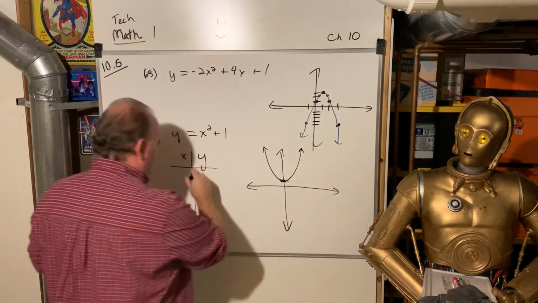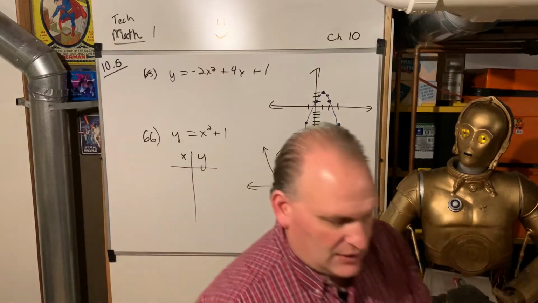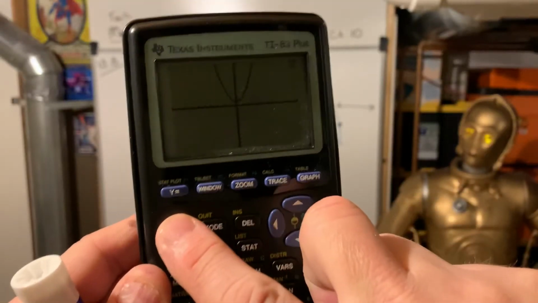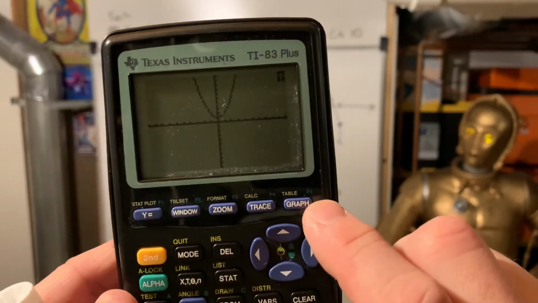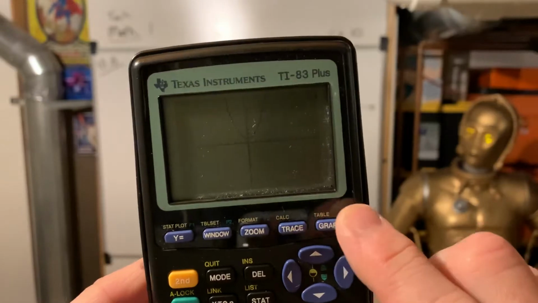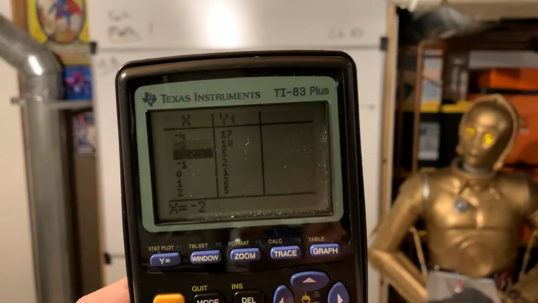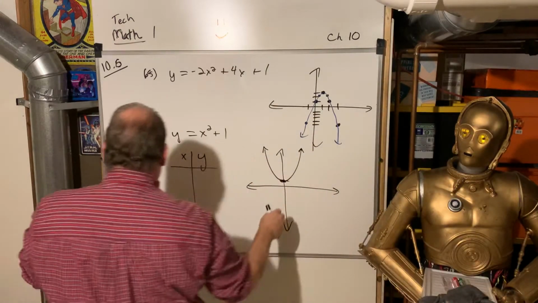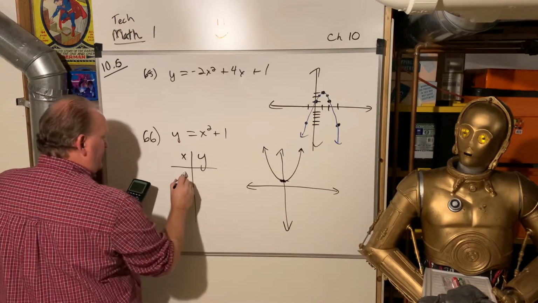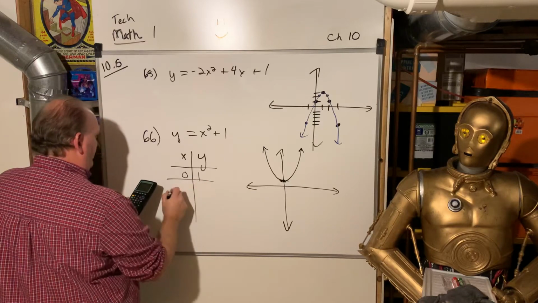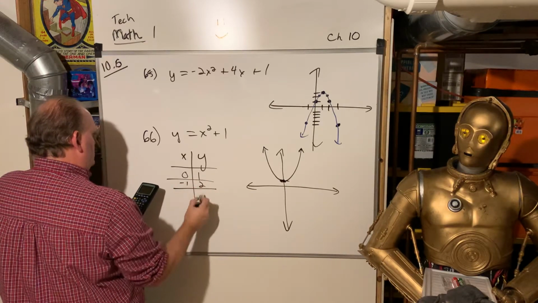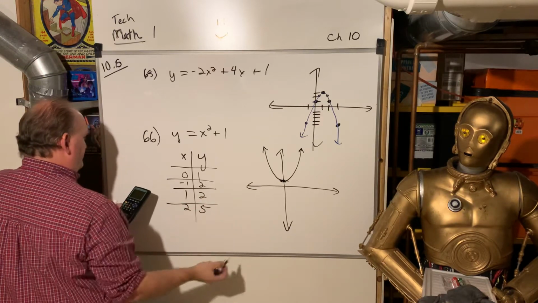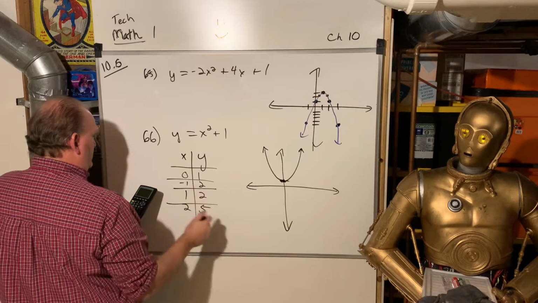And now they want some points on their table. So let's make the calculator do all the work. We're going to hit second, and then the graph button. It's table then. And so there's a bunch of points. So we'll just grab 3 or 4 of them and put them down here, making sure that one of them is (0, 1). That's the vertex. So got to make sure that vertex is in there, but then (-1, 2), (1, 2), (2, 5), whatever you want, (3, 10).